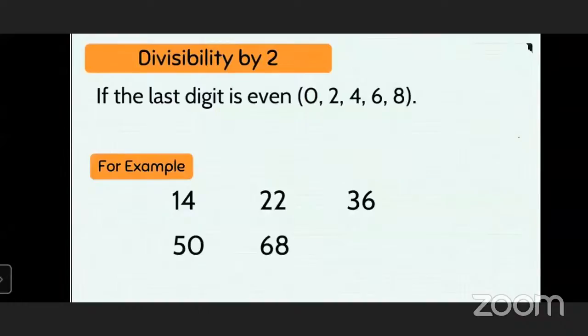Every even number is divisible by 2, or at least in the unit place there is a 0, 2, 4, 6, or 8. If the unit place has 0, 2, 4, 6, or 8, the whole number will be divisible by 2. These are some examples: 14, 22, 36, 50, and 68. These are examples of multiples of 2.